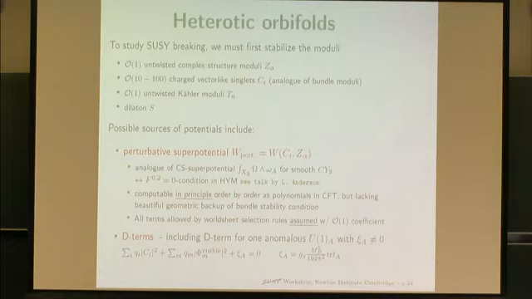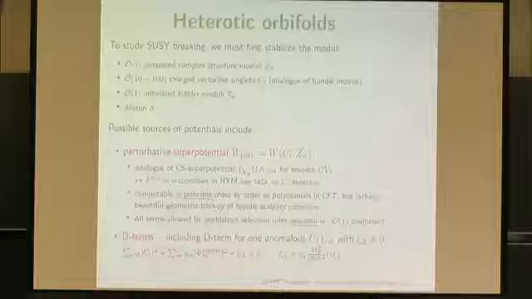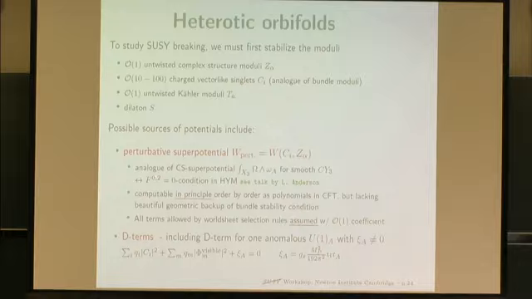So, which are possible sources of potentials for moduli stabilization? First of all, we have a perturbative superpotential, which depends on the charged singlets and the complex structure moduli. And again, we've seen that before. This is the precise analog of the Chern-Simons superpotential on smooth Calabi-Yau threefolds, and its stable points correspond to the solutions to the F_{0,2} = 0 condition in the Hermitian-Yang-Mills equation.